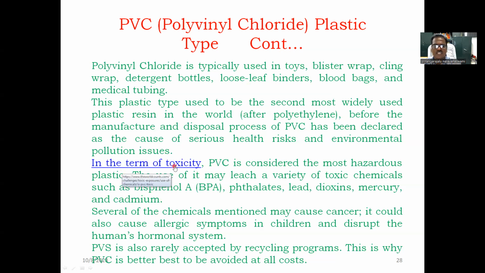In terms of toxicity, PVC is considered the most hazardous plastic. Its use may leach a variety of toxic chemicals such as bisphenol A (BPA), phthalates, lead, dioxins, mercury, and cadmium. Several of these chemicals may cause cancer. It could also cause allergic symptoms in children and disturb the human hormonal system. PVC is also rarely accepted by recycling programs. This is why PVC is best avoided at all costs.